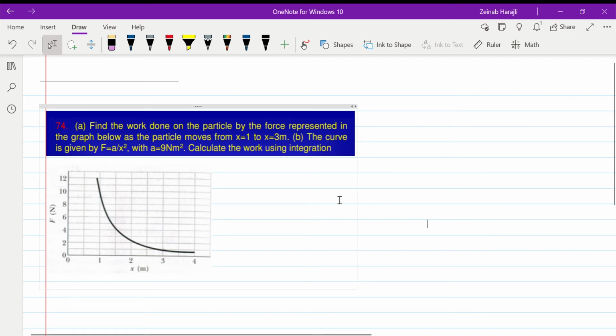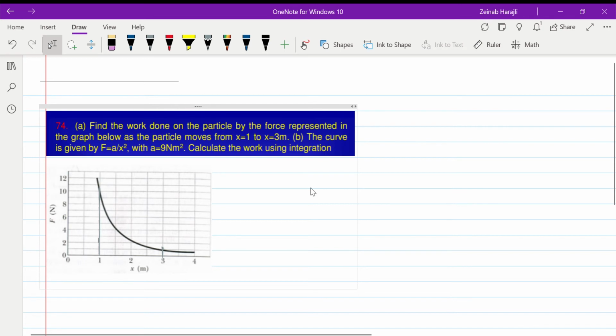In this question, we're given the graph of the variation of the force as a particle moves from a position x equals 1 to a position x equals 4 meters. And we want to find the work done on the particle by this given force in the graph as the particle moves from 1 meter to 3 meters. So we want the work done here.